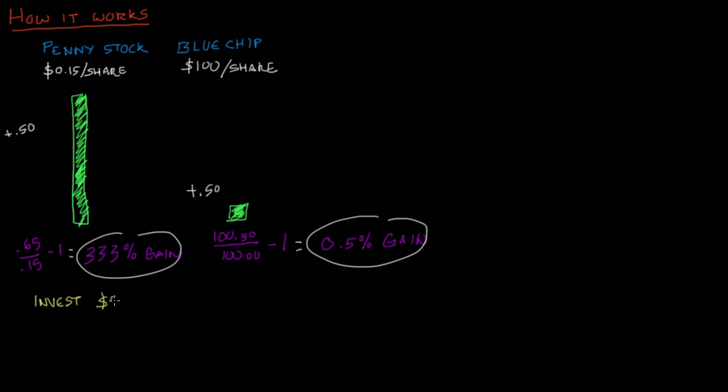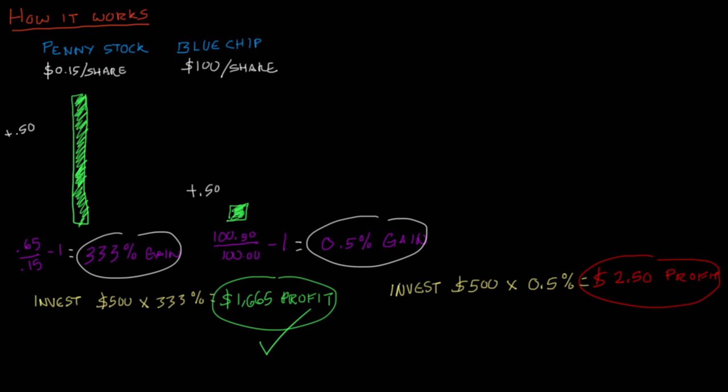Okay, so if I invested $500 in the penny stock, I would have made a $1,665 profit. And if I had invested that same $500 into the blue chip stock trading at $100 per share, I would have made a disgraceful $2.50 before commissions and fees. So I would have actually ended up with a loss if you include all the fees associated with trading. And in case you were wondering, blue chip stocks represent established companies like Coca-Cola or Microsoft.